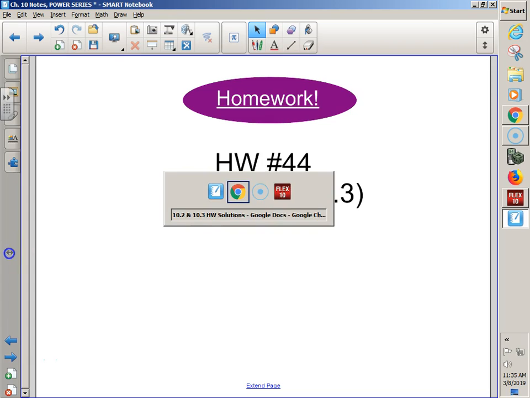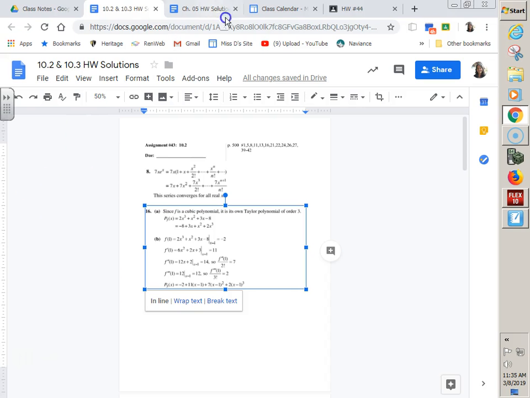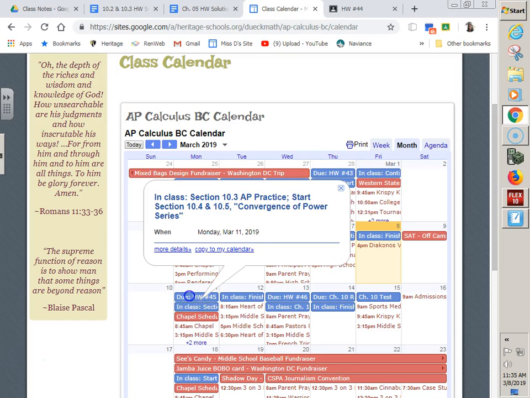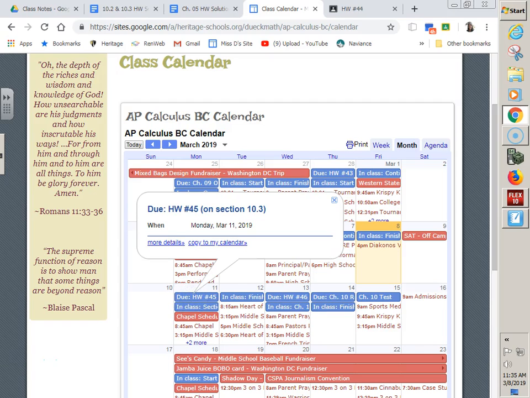Even on our calendar, my goal for today was the Lagrange error bound, specifically AP practice. So the nice thing is we're not really that behind. I wanted to start 10.4, 10.5 today, but what's due on Monday? Homework on 10.3. What's already been due? Section 10.2. Let me show you what I did in your Google Classroom as you were trying that one and getting a bit perplexed and confused, but hopefully we're better now.